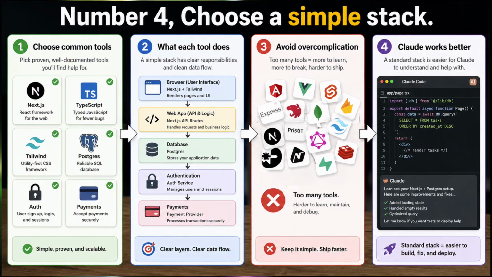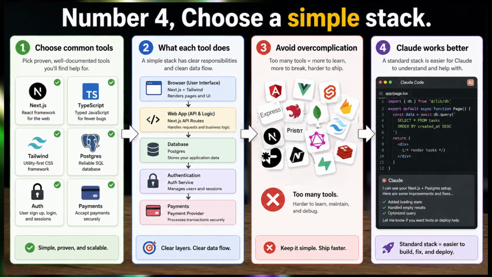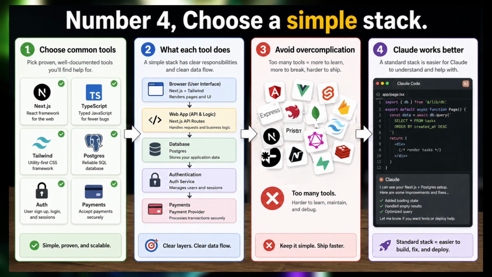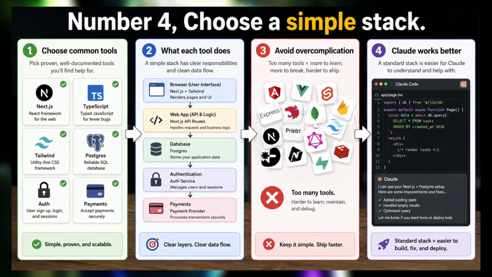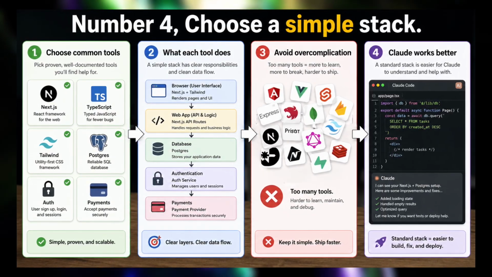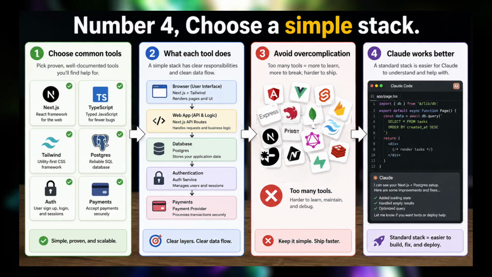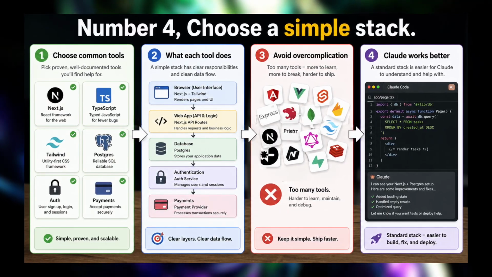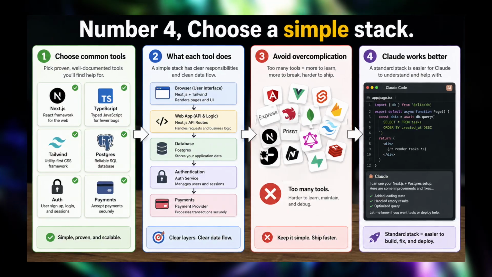Number 4. Choose a simple stack. For most beginner-friendly SaaS builds, choose a stack that is common, well-documented, and easy to deploy. A practical setup is Next.js for the web app, TypeScript for safer code, Tailwind for styling, a hosted Postgres database, an authentication service, and a payment provider when you are ready to charge.